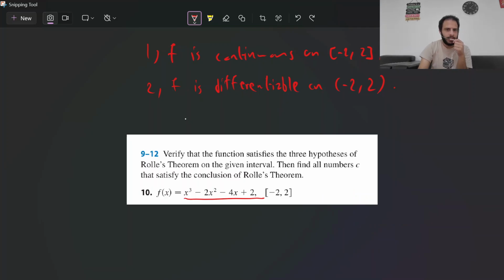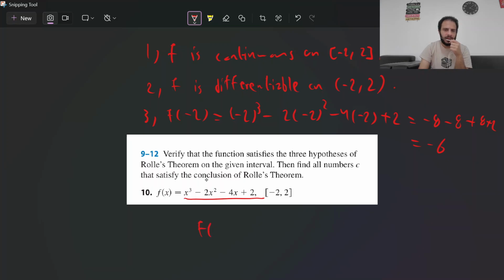For Rolle's theorem, we need number 3, right? Which is f of -2 equals (-2) cubed, minus 4 times (-2) squared... equals -8 plus 8, plus 2. So -6, right? Let's see f of 2.